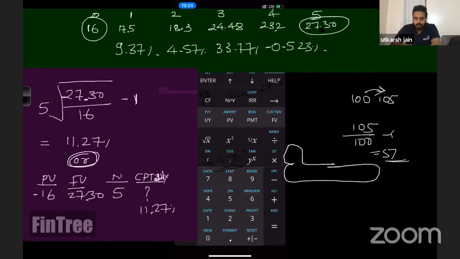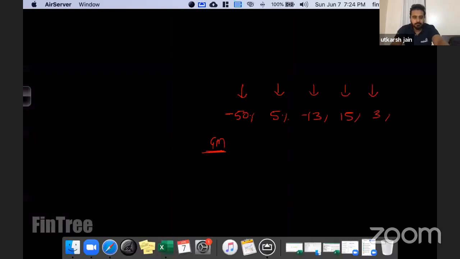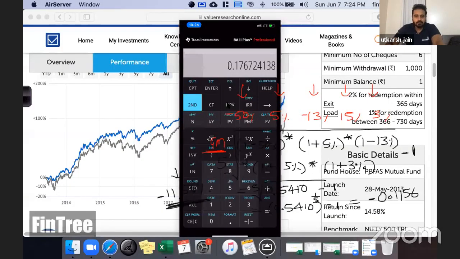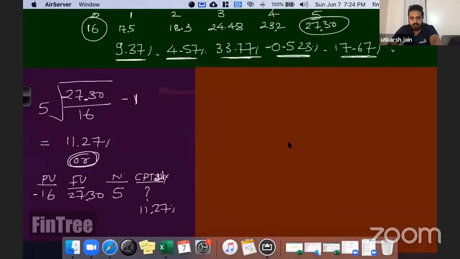And then the last year, 27.3 divided by 23.2 minus 1. In the last year, we're getting 17.67%. So 6 years, but how many returns? 1, 2, 3, 4, and 5. And now with these 5 returns, we're going to get the final answer. So sorry for clutter on my screen here. I kind of made this messy. Let's hope this makes sense.